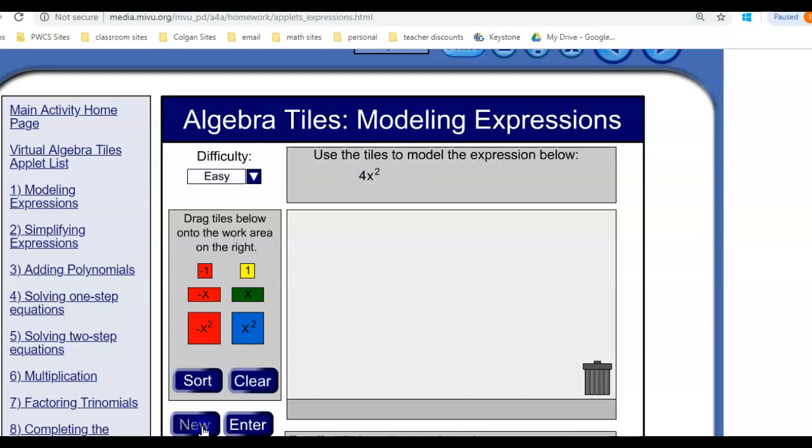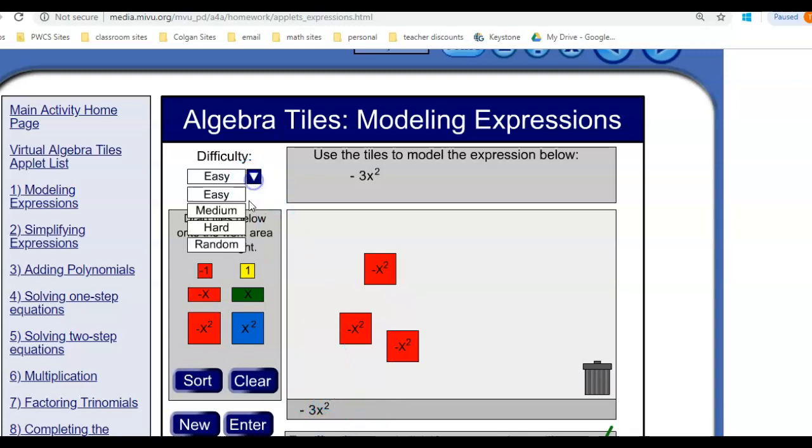You may have guessed already, I'm trying to look for a negative x squared. I have not seen one so far. Oh, there's one. So in this case, just like with the 4x squared, I'm going to take 3 of these negative x squares, and that would give me my answer.